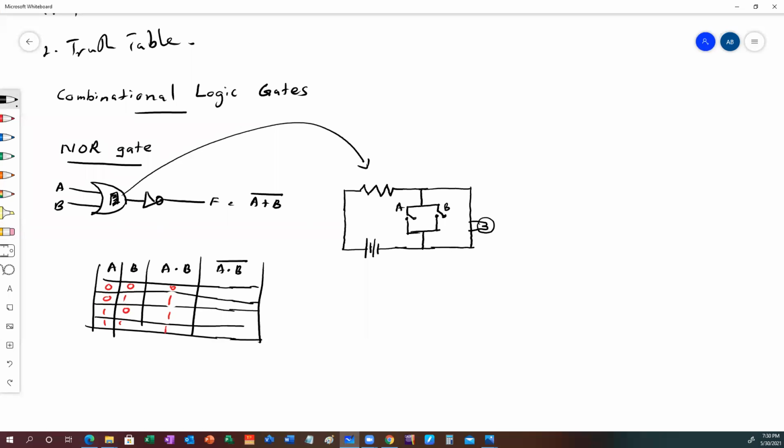Right, okay. Here 0. This one should be OR.